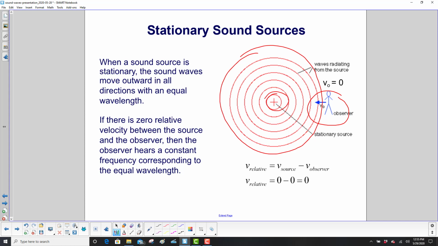If there is zero relative velocity between the source and the observer, that means they're not moving relative to each other. Each one sees the other one stationary. The observer will hear a constant frequency corresponding to the equal wavelength. So here's a little math here. V relative is going to be the velocity of the source, the sound source, minus the velocity of the observer. If they're both not moving, there is zero relative velocity.